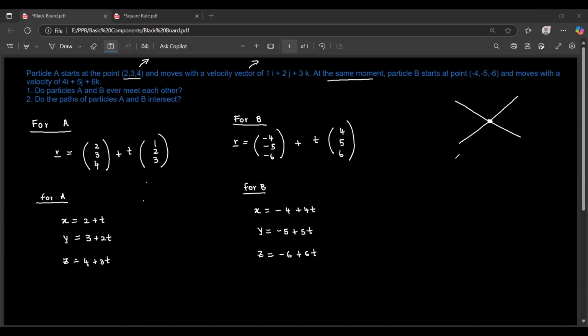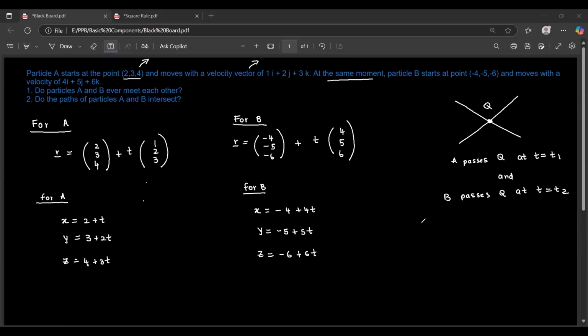So let's say A passes through the intersecting point. Let's say this is Q. A passes Q at t equals t1, and B passes Q at t equals t2. So first of all, we will check for x and y and come up with the answers for t1 and t2. We will substitute that into z to find whether it works.